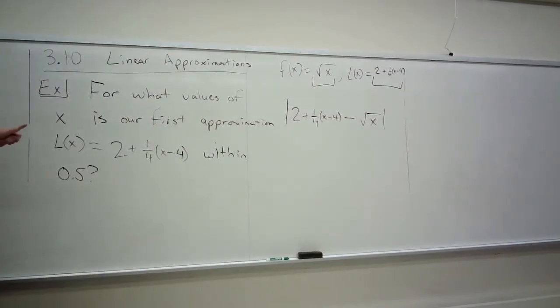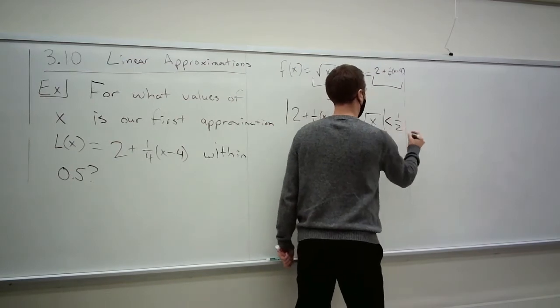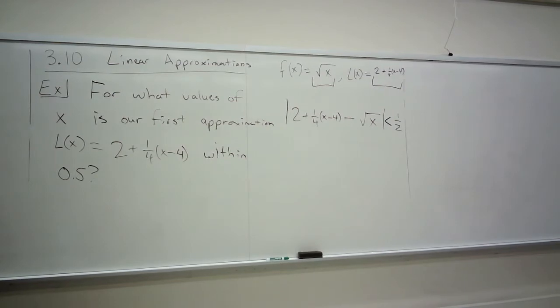If I want this distance to be less than 0.5, or within 0.5, I can mathematically describe that by just adding less than half, right? And now this brings back all sorts of bad memories from pre-calculus class, right? But this is where it is, right? Pre-calculus comes up all over the place in calculus. Should be obvious why.